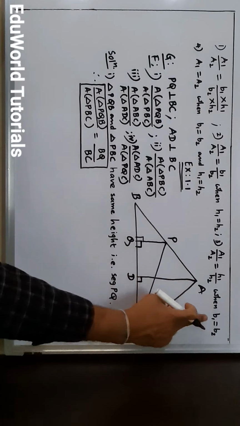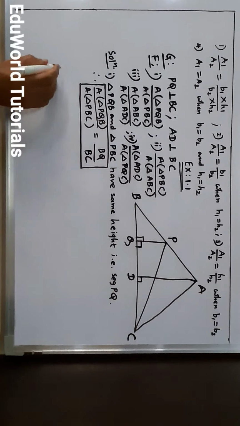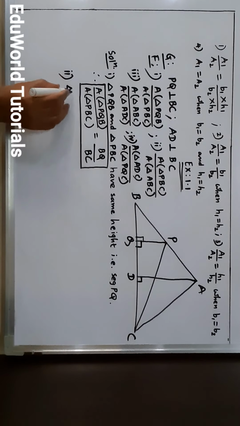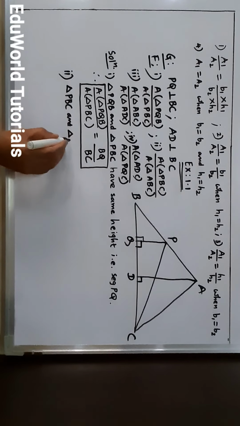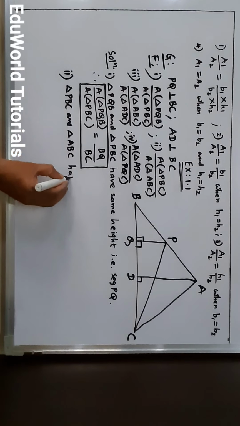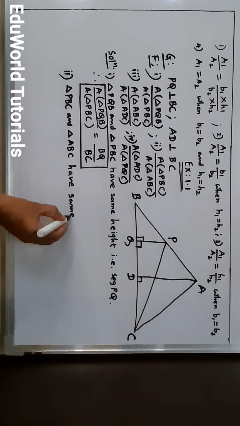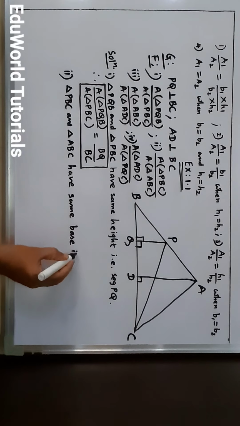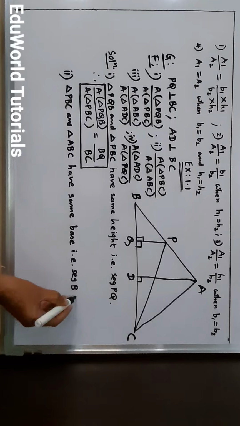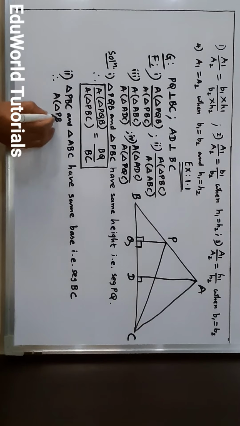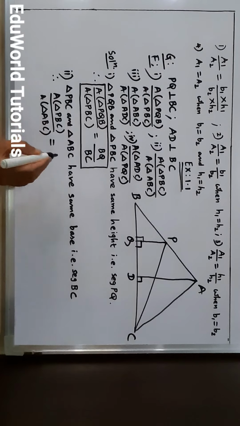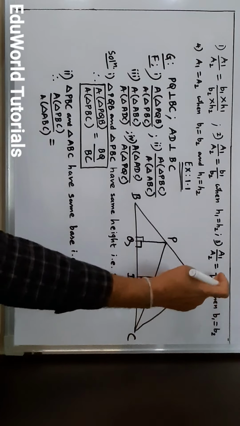So when base is same, we go for the application of the third property. So what I have to write in the second part of the answer, we have to write that triangle PBC and triangle, which triangle? ABC have same base. Which is the same base? Same base, that is segment BC. Therefore what we have to write? Therefore we write area of triangle PBC upon area of triangle ABC is equal to, when the bases are same, areas are proportional to corresponding heights.